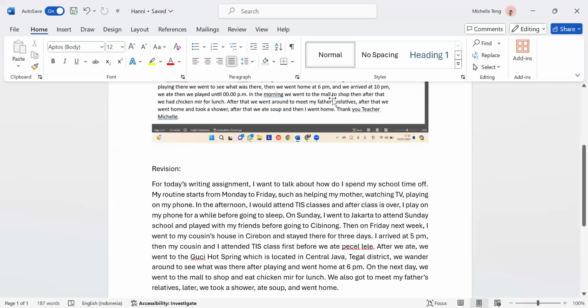In the morning, we went to the mall to shop, and then after that, we had chicken meal for lunch. After that, we went around to meet my father's relatives. After that, we went home and took a shower. So this is basically the whole sentence right here, it is redundant with the words after that. And I know that when I was a kid myself, back in elementary school, I used to write like that as well. So here are some tips on how we should avoid the words after that.